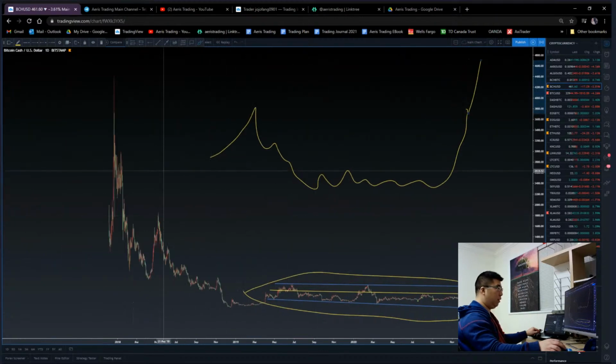So same idea as most of the crypto is in this phase now. They're either in this consolidation phase or they're beginning in this phase. But whatever this is, none of them are where Bitcoin is, but they can all follow the Bitcoin move.